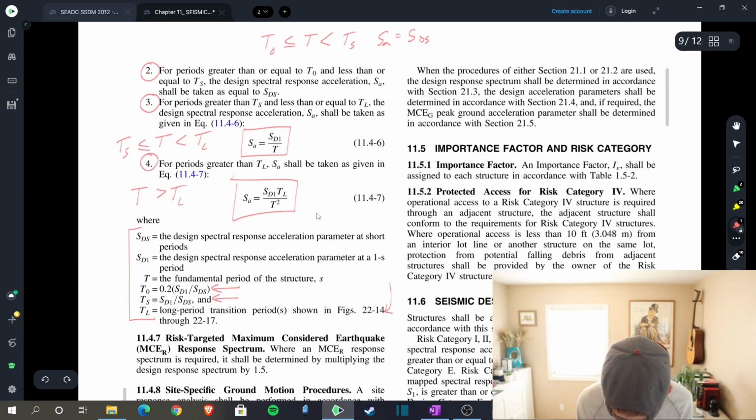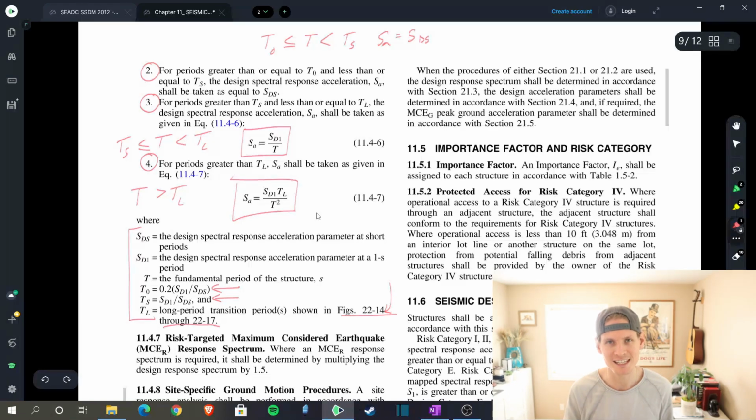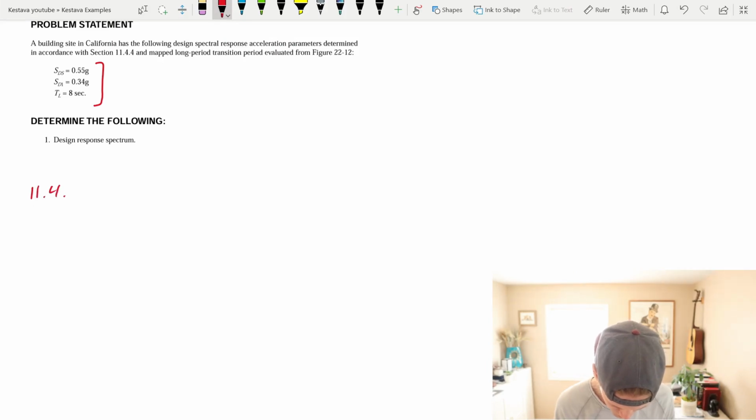T long. Now, although it was provided to us in this problem, what you would do is actually go to figure 22-14 through 22-17, depending on where your location is in the United States. And there is a map back there where you find your location and then you take the value given in that location for your long period. Now that you kind of have an understanding of how this graph is made and where the information and equations can be obtained, I am now going to complete the example problem with the numbers and the data that's been provided to us. So all this information came from section 11.4.6.